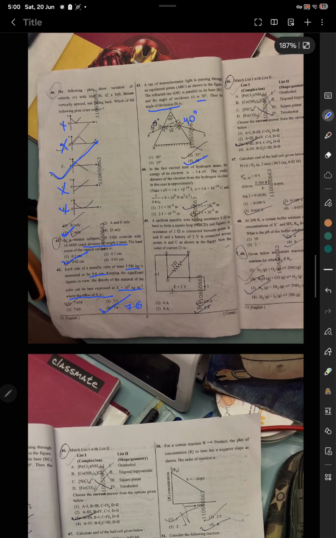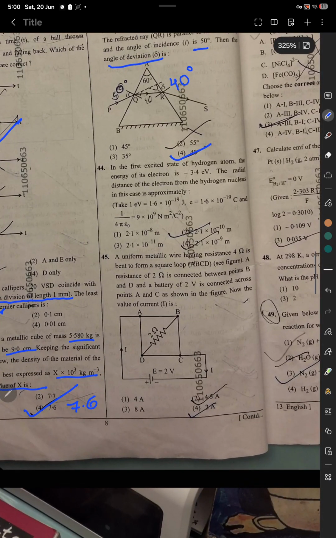Okay, so let's move to question number 44. In the first excited state of hydrogen atom, the energy of its electron is this. The radial distance of electron from the hydrogen nucleus in this case is approximately? Option number 2 is correct, 2.1 × 10^-10 meter, is your correct answer.